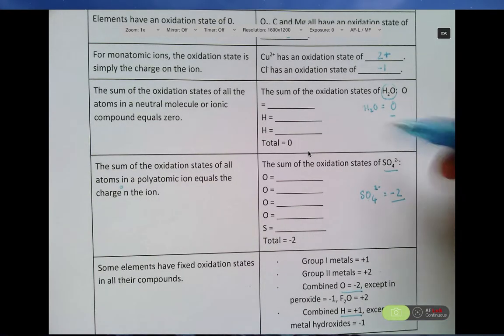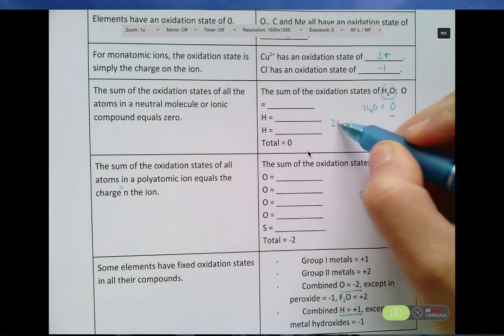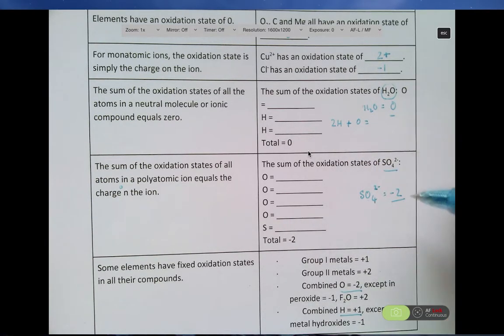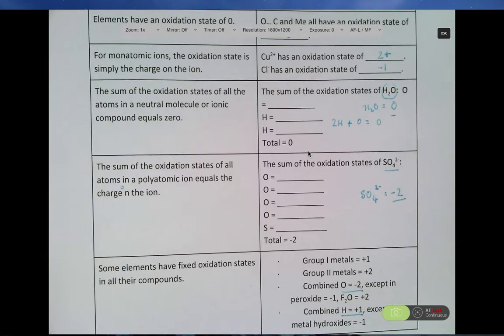If we look at hydrogen and oxygen, we can do this algebraically. We'll start with oxygen. So 2 hydrogen plus 1 oxygen is equal to 0, because we know it has an oxidation state overall of 0.